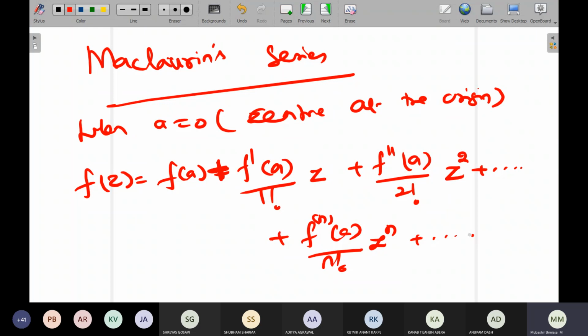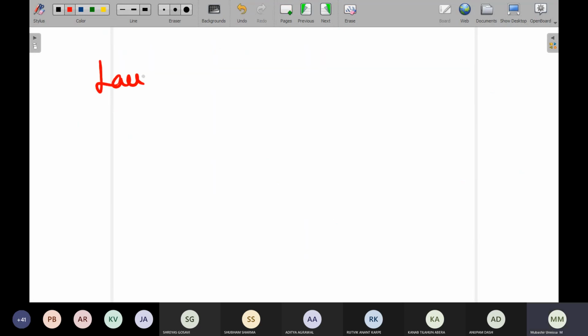Again, the circle with the center at origin. The center is at the origin, and the radius is going to be r0, and any point in the circle can be represented using the Taylor series expansion, which is known as a Maclaurin series if the center is at the origin. Then I'll give the definition even for the Laurent series.